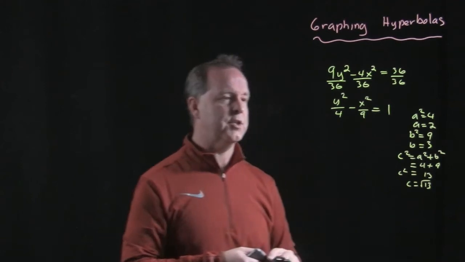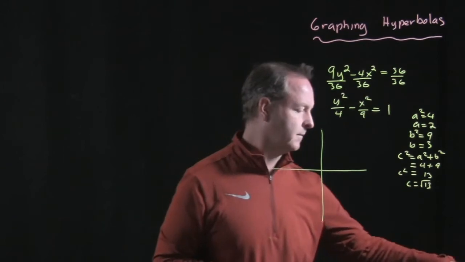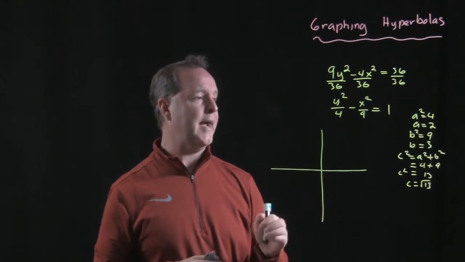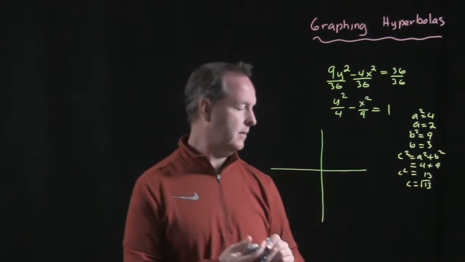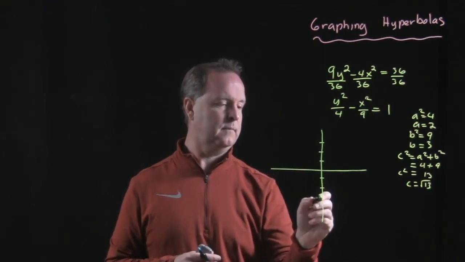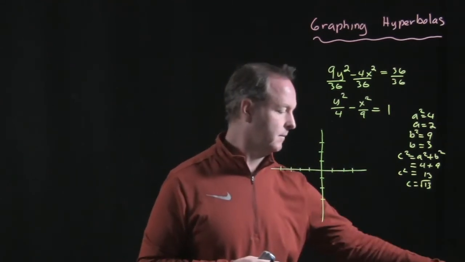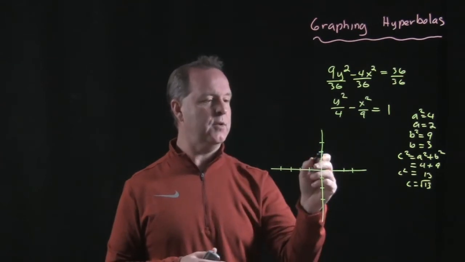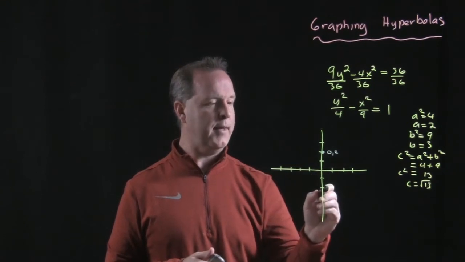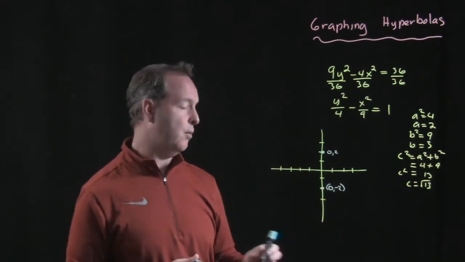Next part, let's start to draw a grid axis. We know the transverse axis is the vertical y-axis, where I have a at 2. So I probably should put some tick marks on here. I don't know if that's enough. So I have a at 2, which means I have one point here at 0 and 2, and another point down here at 0 and negative 2. So we have those two points listed.